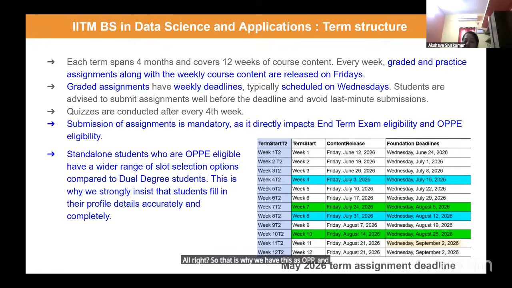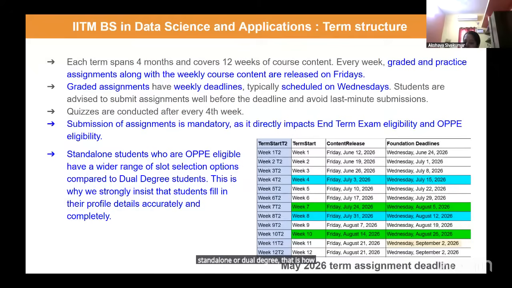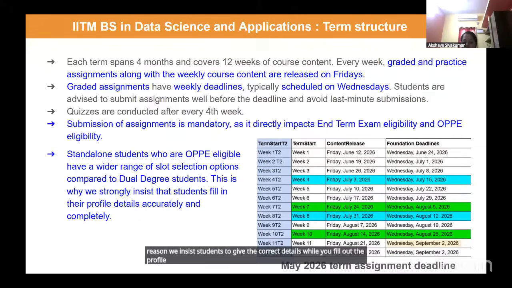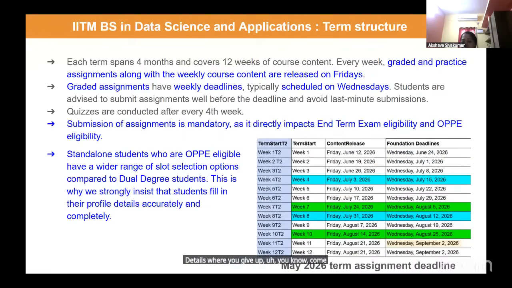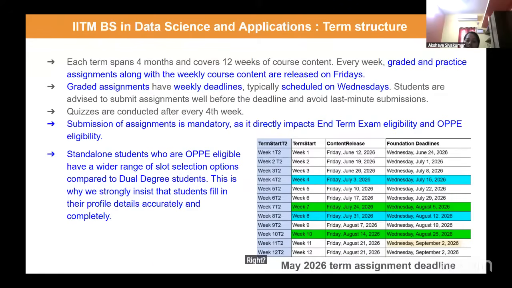For OPPE, there is a wide range of slot selection available. Importance is given to students who are standalone or dual degree. That is how the slot selection is tabulated. Fine. This is the reason we insist students give the correct details while filling out the profile details, and at registration. Please give the correct details so that it helps us plan slots for you for the OPPE. Right. And towards the right, you can see the calendar, which is already in the grading document. Right.